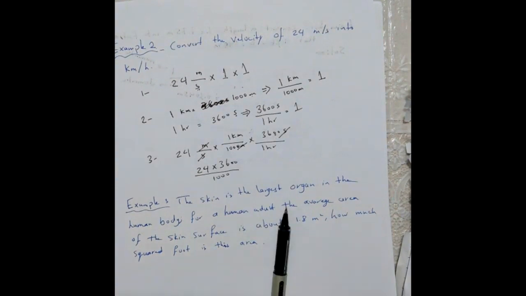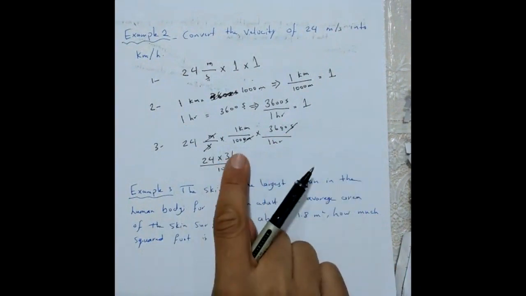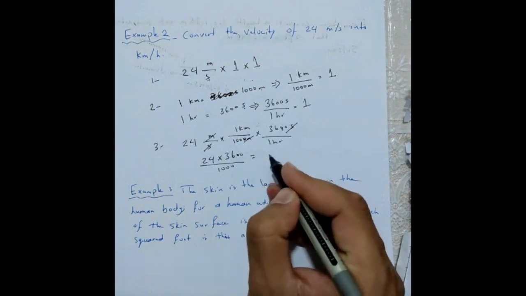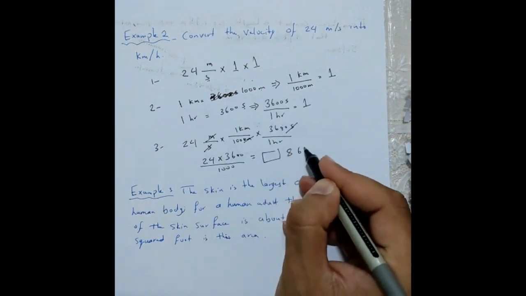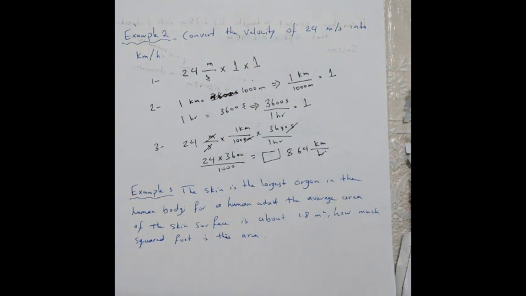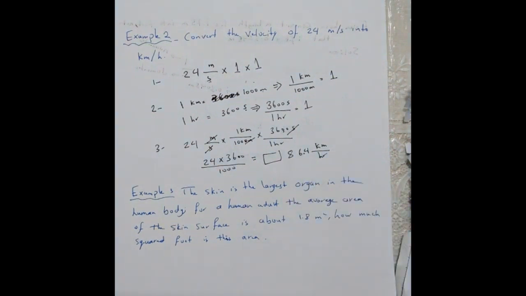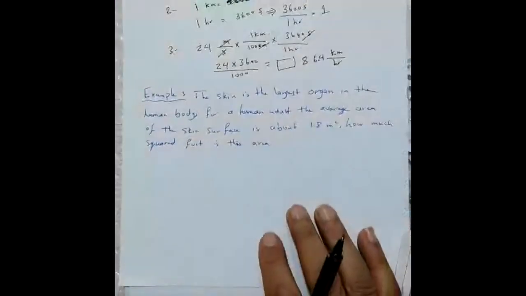So 24 multiplied by 3600, divided by 1000, it will be something near to 86.4 kilometer per hour. Okay, all right, so this is how to use this way.